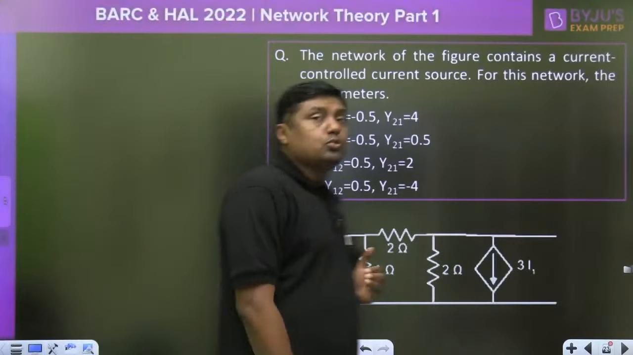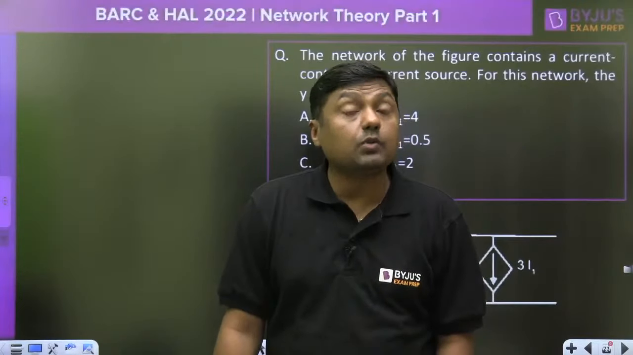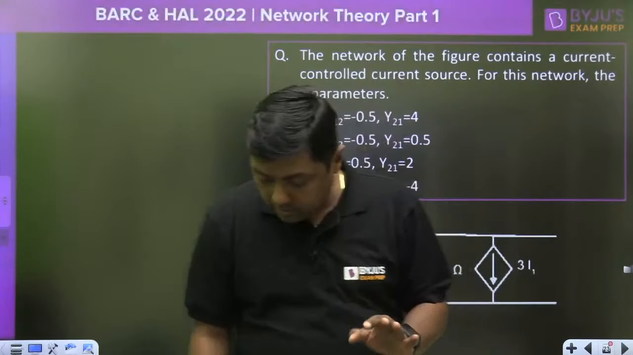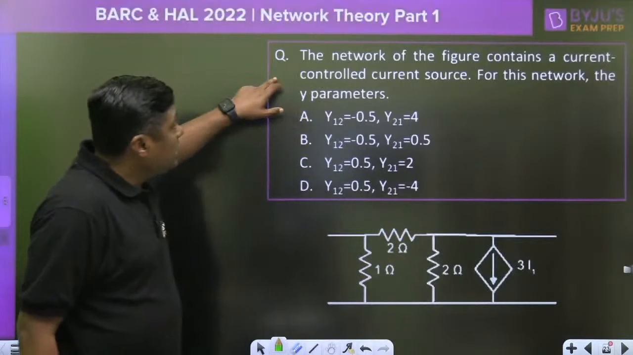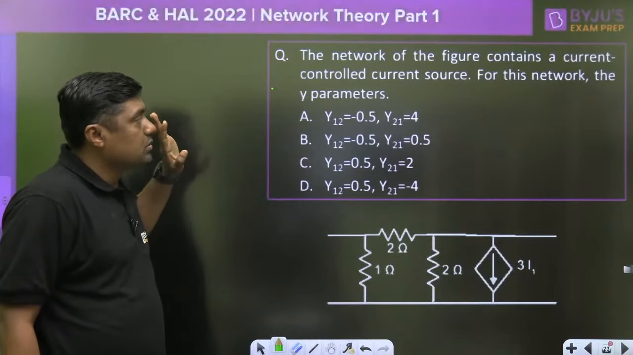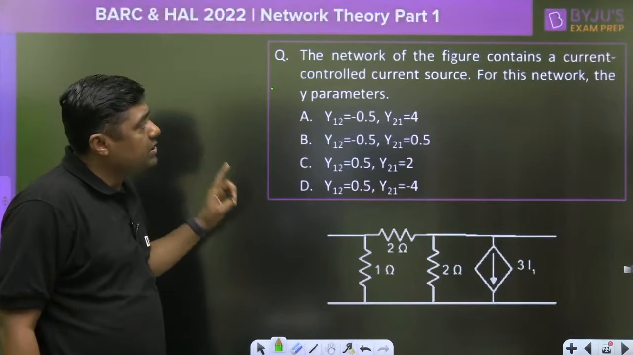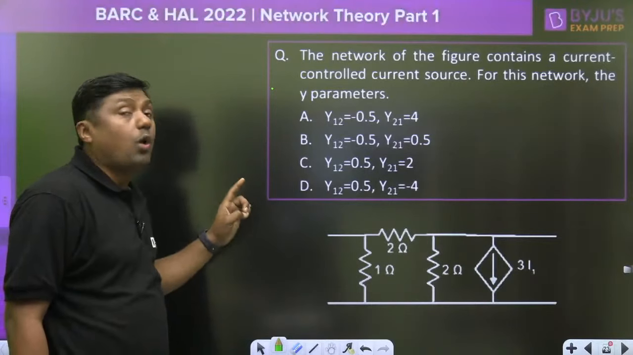Now one question from two port networks. One simple question from two port networks, but with a dependent source. The network of the figure contains a current controlled current source. For this network, the Y parameters.